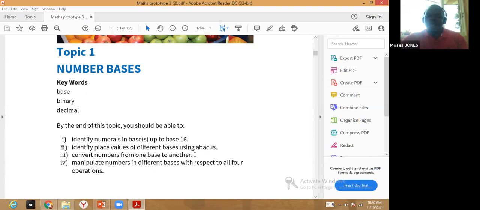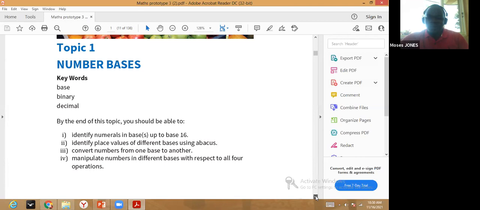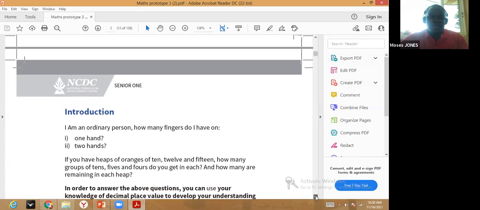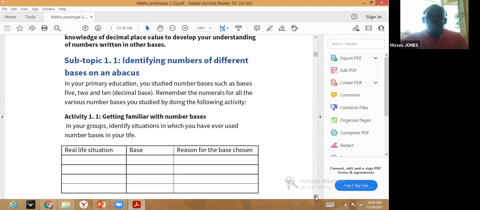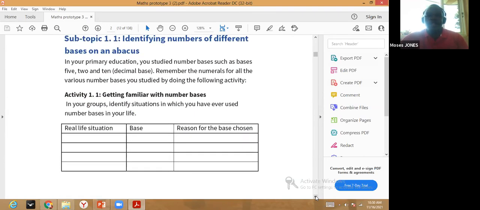Now, when you look at the coverage, when you look at the things here, look at this. We are identifying numbers and even giving them a name. Now look at this, and you're going to see where the difference comes in. So we have been told that in your groups, and I'm going to tell you how you're going to be assessed, identify situations where you have ever used number bases in your real life.